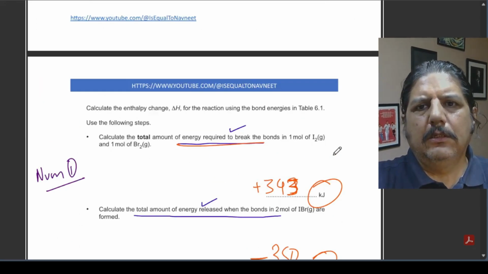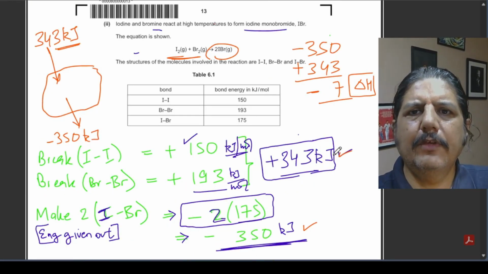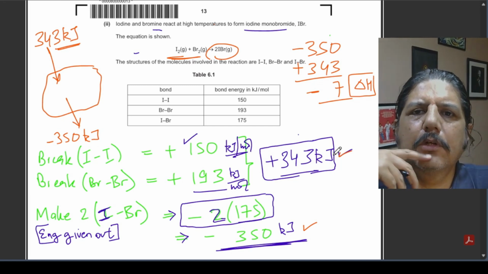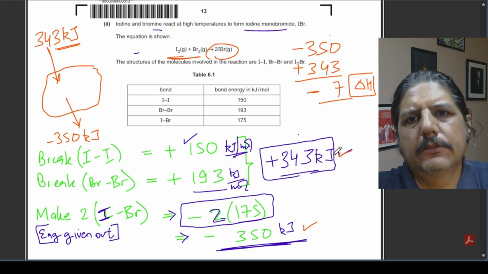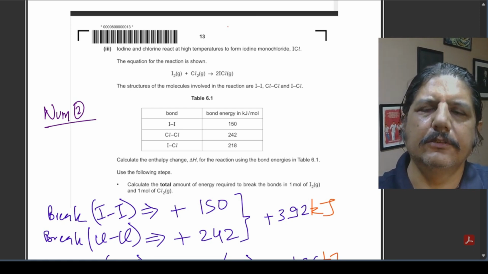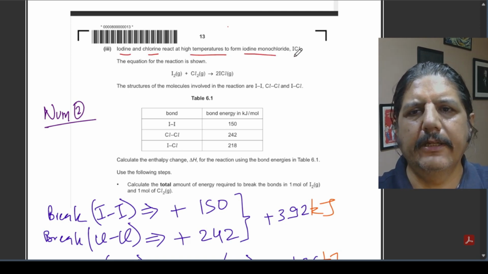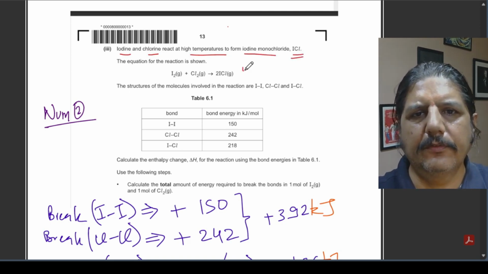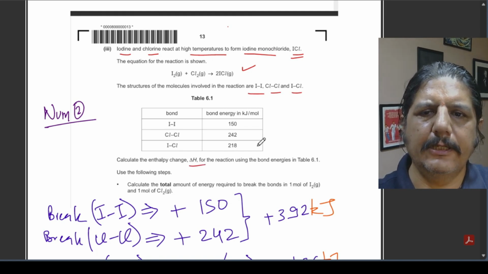So, as I told you, this topic is fairly simple, and more or less one question would come from this topic. So let's do a few more numericals. Let's look at the next numerical for calculating the delta H, the enthalpy change of a reaction. Iodine and chlorine react at high temperature to form iodine monochloride, ICl. The equation is given, and the structures of the molecules are I-I, Cl-Cl, and I-Cl. So they are asking for the delta H.